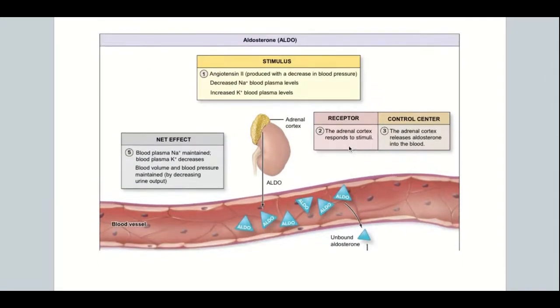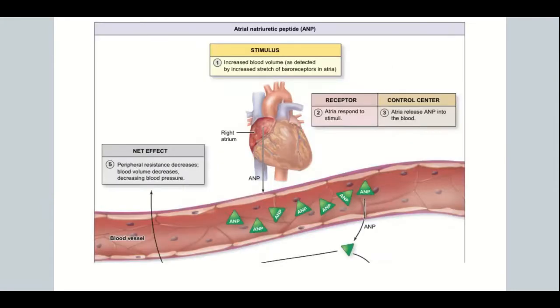So yeah, I told you that the renin-angiotensin is the longest one. And then the atrial natriuretic peptide, this fourth one, is the only one that's going to respond to high blood pressure. It responds to increased blood volume. Okay, and if you have increased blood volume, you also have increased blood pressure. So it's called atrial natriuretic peptide because it comes from the atrium of the heart.